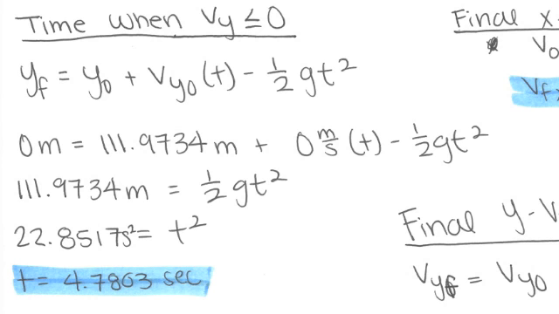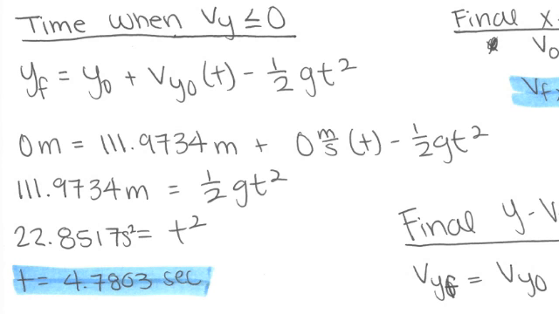We know that our y final is going to be 0 because our ground is at 0. We know our maximum height, which is y initial, is equal to 111.9734 meters. Our initial velocity is 0 because that's what the velocity is at the projectile's maximum height. We don't know our time, and we know that g is equal to 9.8 meters per second squared.